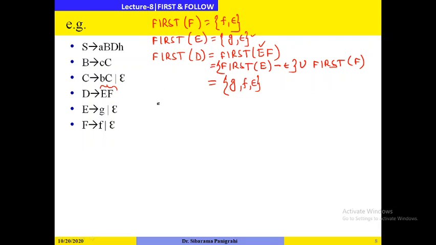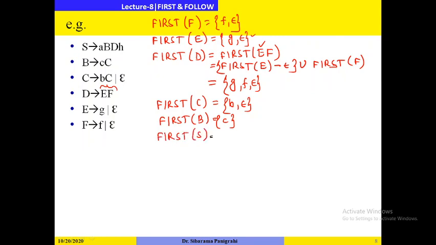Now let me go through first of C. First of C is dead easy. You will get B and epsilon. Next, let me go through first of B. First of B is also dead easy, you will get small c. Next, you will go through first of S. It is also dead easy, you will get A. Now let me compute the follow. I hope all of you have understood the first. Is there any doubt? Sir, yes.